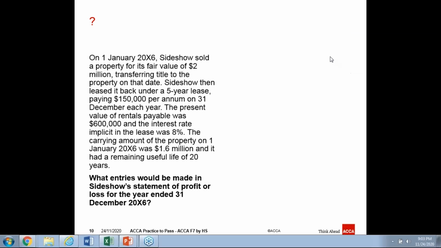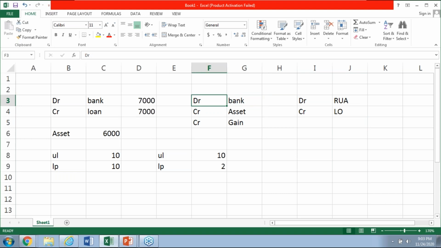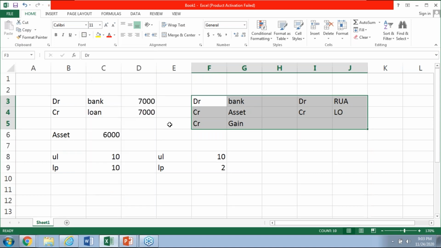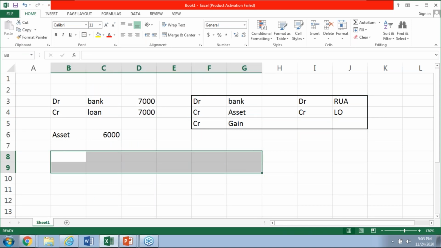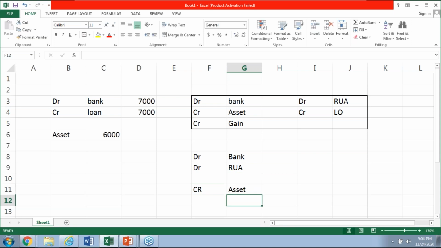So now we are going to make the accounting entry for this. Just remember this point: you have to recognize these two accounting entries at the same time. So when we combine these two entries, what will be the accounting treatment? We have to debit the bank account, and we have to debit the right to use the asset. The credit entry will be made in the asset account that we have sold. The credit entry will also be made in the lease obligation account, and there will be a gain on disposal.